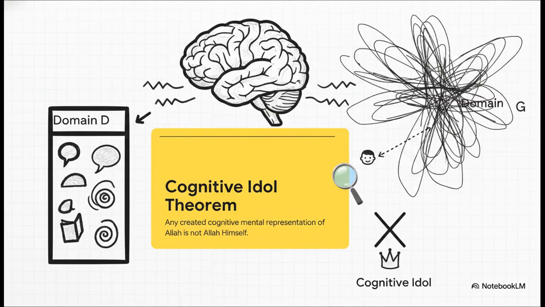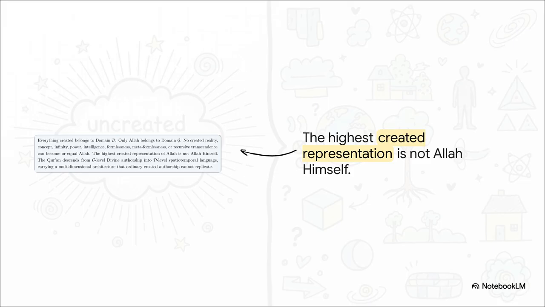Mistaking that tiny little mental picture for the actual infinite reality of domain G, that's exactly what the framework calls a cognitive idol. As the text lays out for us, we simply cannot exhaust or contain the Creator within human cognitive representations. I mean, you can know true things about God through revelation, absolutely, but you cannot mentally contain Him. Our minds have to be super careful not to worship their own concepts instead of the actual reality those concepts point to.